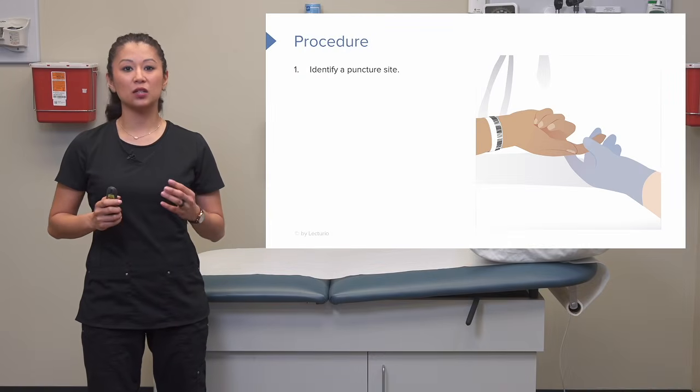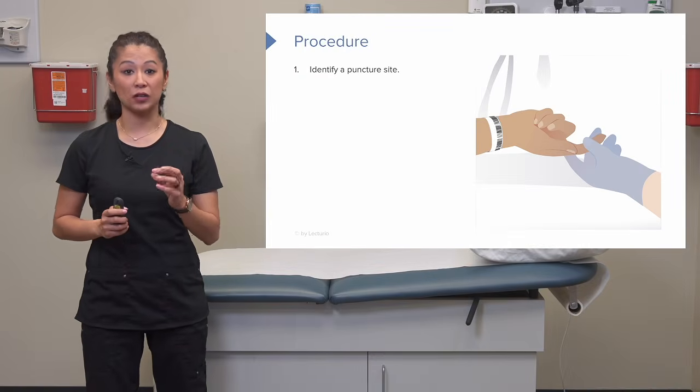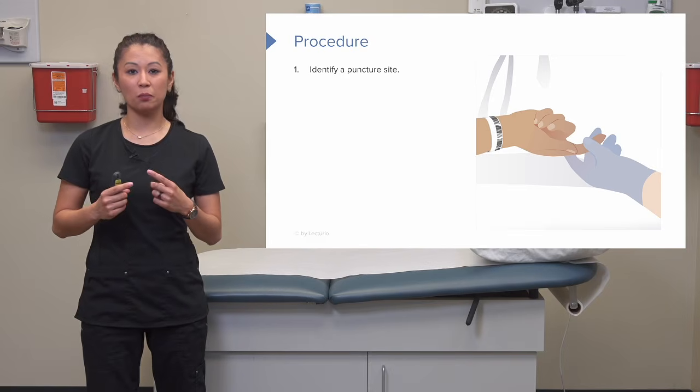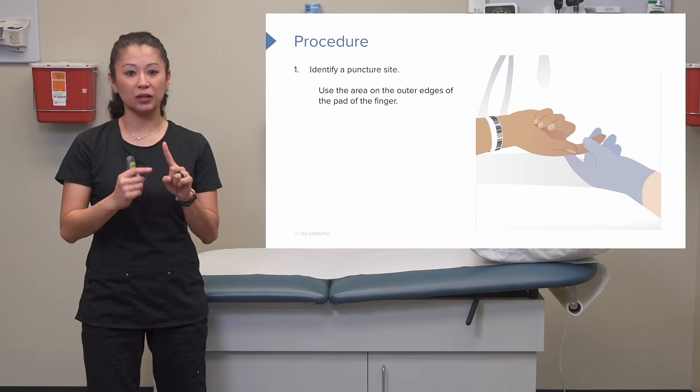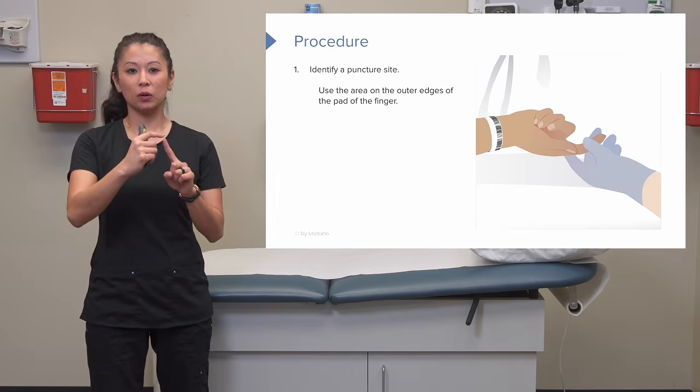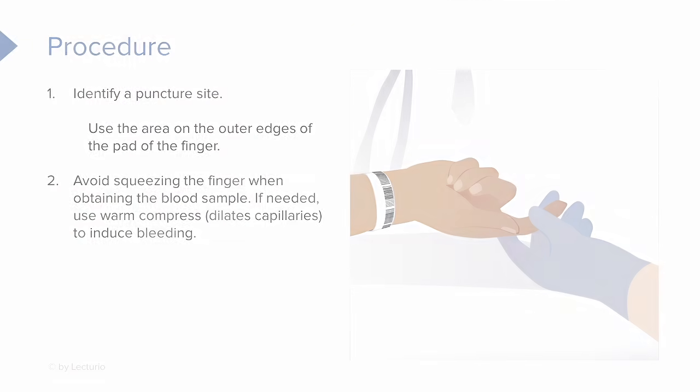Many times this is going to be in the patient's finger, for example. Now here's an important note. We typically don't go in the middle of the pad of the finger. We typically go around the outer edges. Now, occasionally we may need to dilate those capillaries and put maybe a warm washcloth or some sort of compress on there to help dilate those capillaries so we can get a good result.